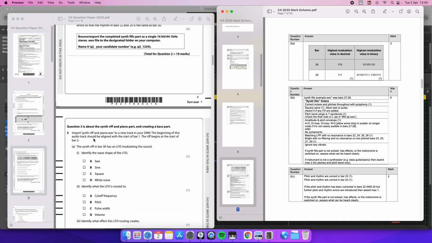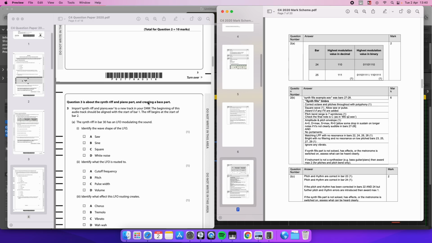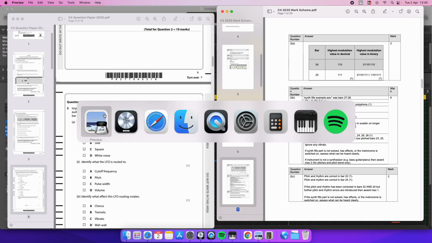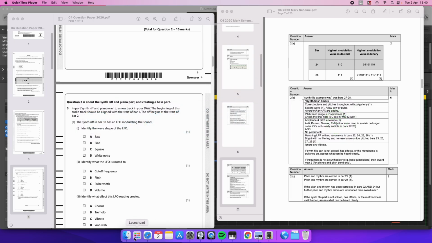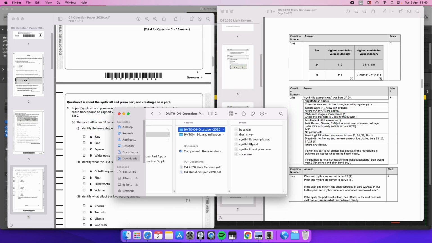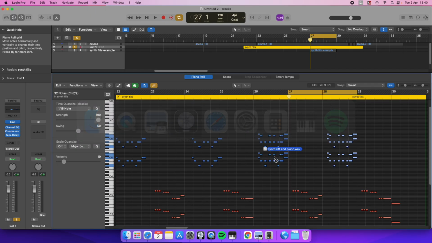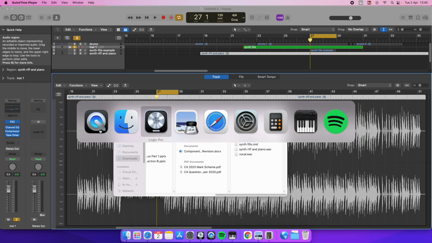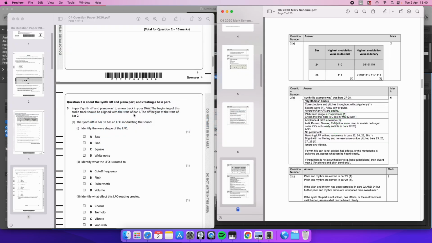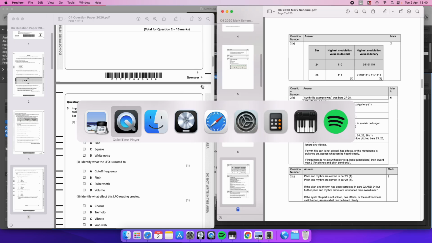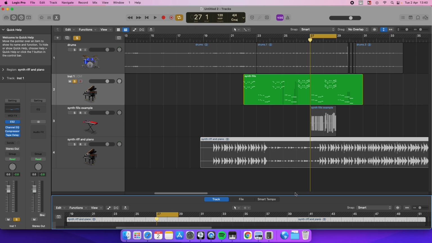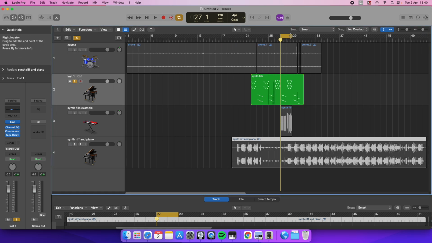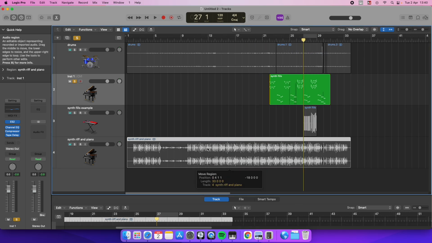Moving on. This is about the synth riff and the piano part, and creating a bass part. Import synth riff and piano.wav. See how long this test takes me. Synth riff and piano, right? To Logic. Just chuck you in there, find out what we need to put you. The beginning of this audio track should be aligned with the start of bar 1. Riff starts at bar 2. Okay, cool. Let's go back to Logic. So you're over at bar 1. You should start playing at bar 2, which it looks like it does.